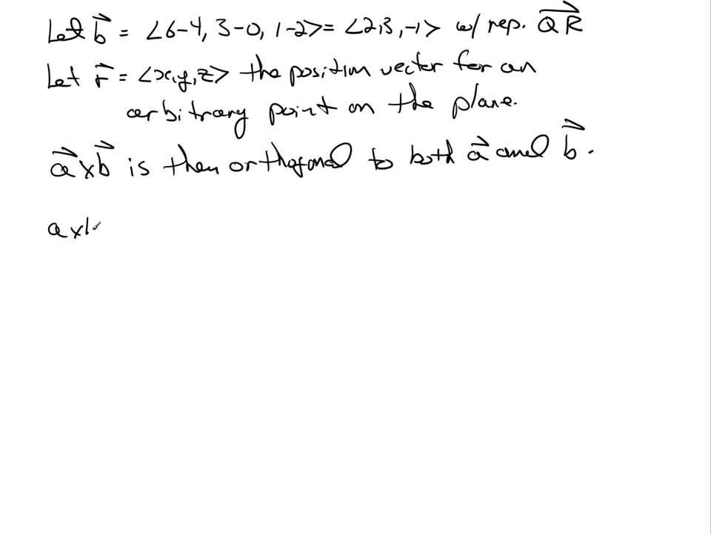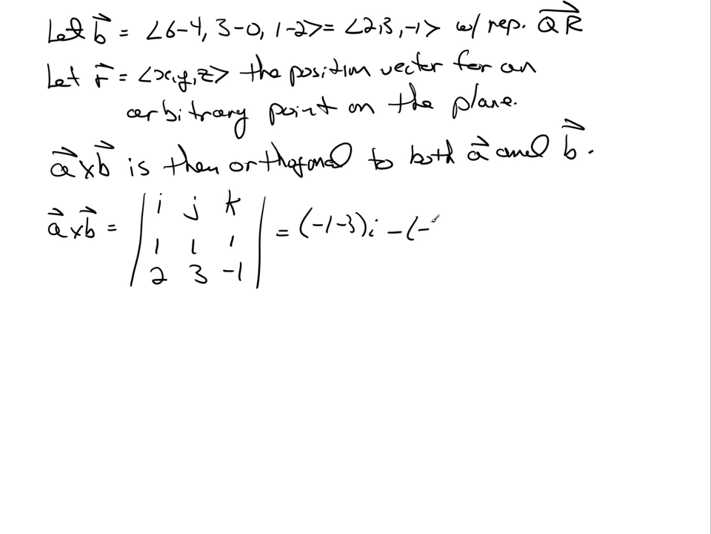A cross B is going to equal, let's see, i, j, k, and then I'm going to have 1, 1, 1, 2, 3, -1. And then that's going to give me, let's see, (-1 minus 3)i minus (-1 minus 2)j plus (3 minus 2)k, which gives me the vector -4, 3, 1, which I'm going to call vector n. It's normal to the plane.